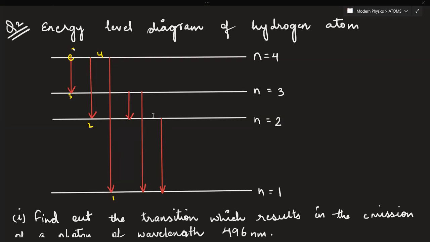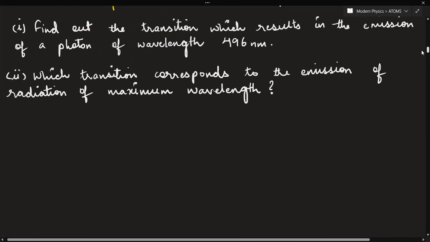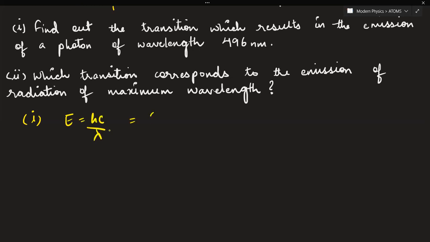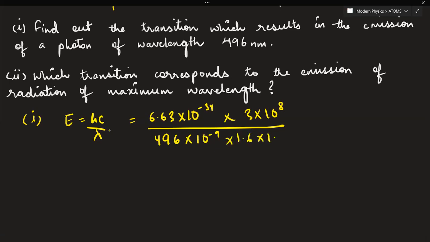So let us find out how much the energy difference is, so then we can at least estimate it, right? So for the first part, let us find out the value of the energy difference. E is equal to hc by lambda. So energy will be 6.63 into 10 to the power minus 34 into 3 into 10 to the power 8. Wavelength is 496 nanometers, so this becomes 496 into 10 to the power minus 9. And let us now convert this into electron volt by ourselves, 10 to the power minus 19.